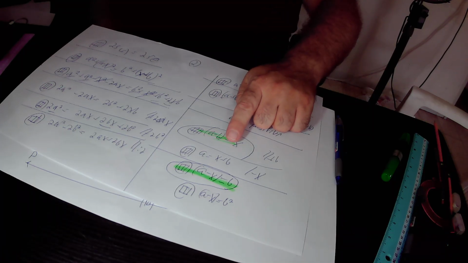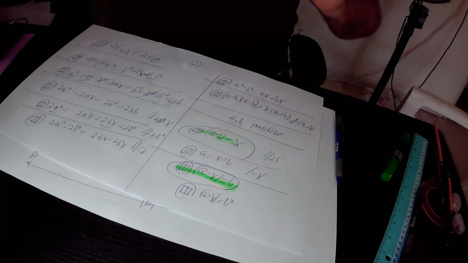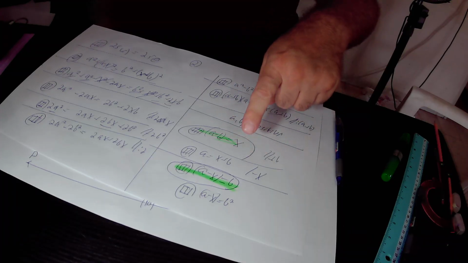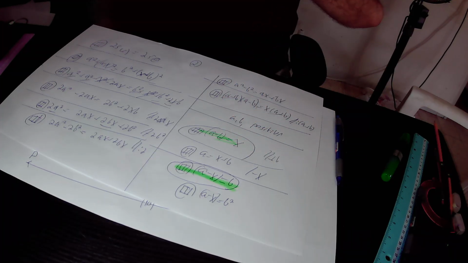So here we subtracted X from equation 3 and finally found out that A minus X equals B. So according to equation 3, A minus X equals B, and A minus B equals X.